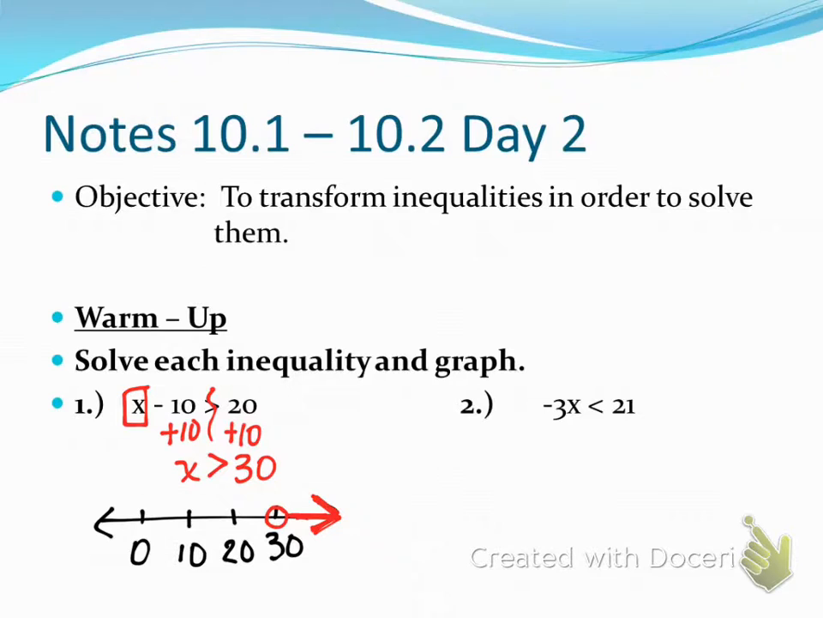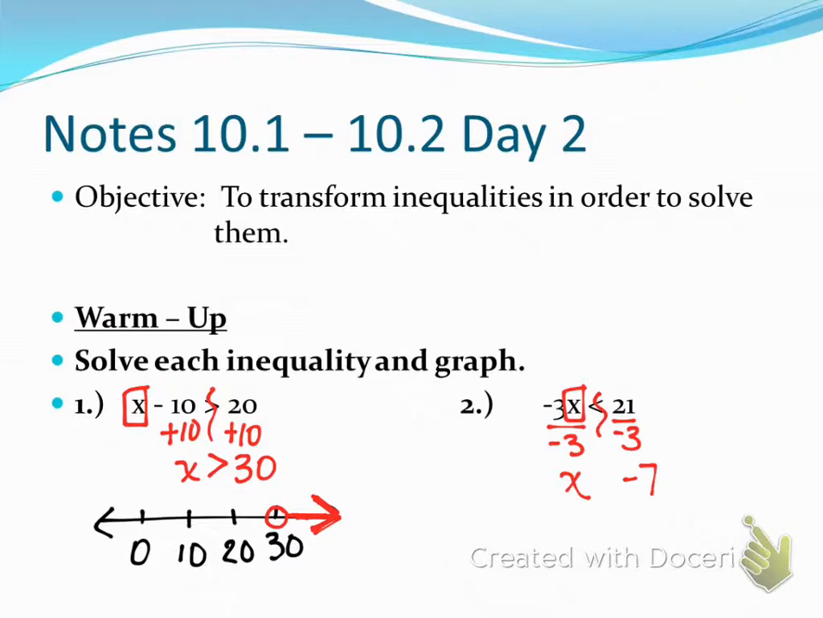Alright, on our second warm-up, we are still trying to get x by itself. So we split up our equation. Tariana, what should I do to both sides? Close, divide by -3. Okay, when we do that, we have x, and over here we get a -7.